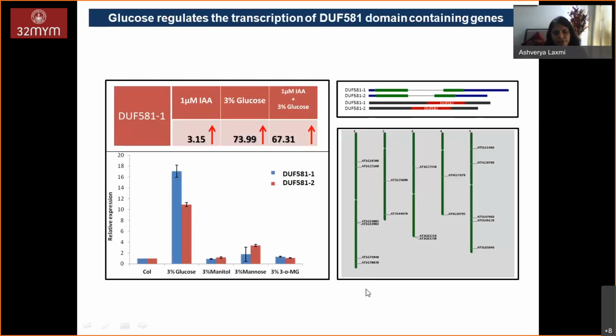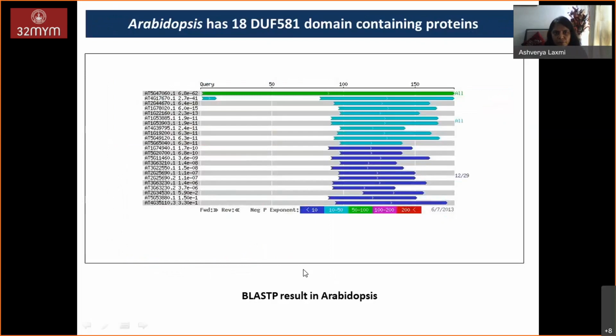For that, we took a very general approach wherein we just looked at the transcriptomics in response to glucose, and we picked up one of the genes which was highly responsive to 3% glucose. This gene was almost 74-fold increased in the presence of glucose, and it was very important because it carried a domain of unknown function within it. This gene was annotated as an expressed protein with unknown function, making it all the more interesting to us. We wanted to see what this gene does when it is induced so highly in the presence of glucose. So we started to study this gene further.